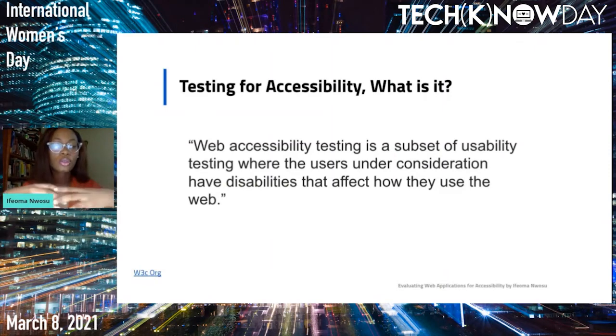What is it about? According to the W3C organization, web accessibility testing is a subset of usability testing where the users under consideration have disabilities that affect how they use the web. So testing for accessibility is where, when we are creating applications for accessibility, we are also considering those we are creating these products for, these applications, websites. We are also including them to make sure that a website or an application includes every other person, it covers everybody in the target audience for which that website or application is created, in a way that no one is left out.